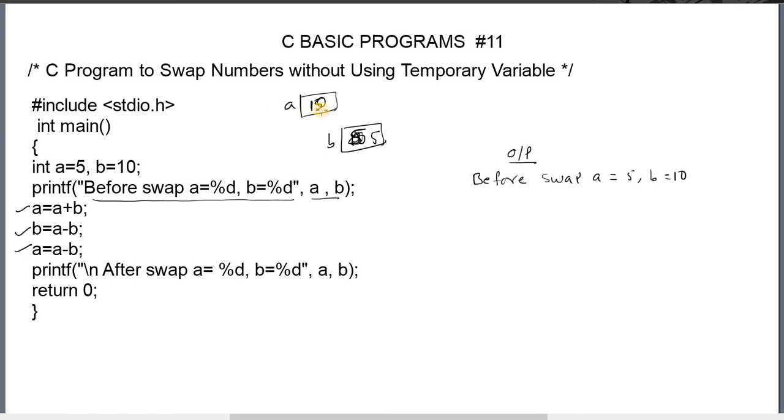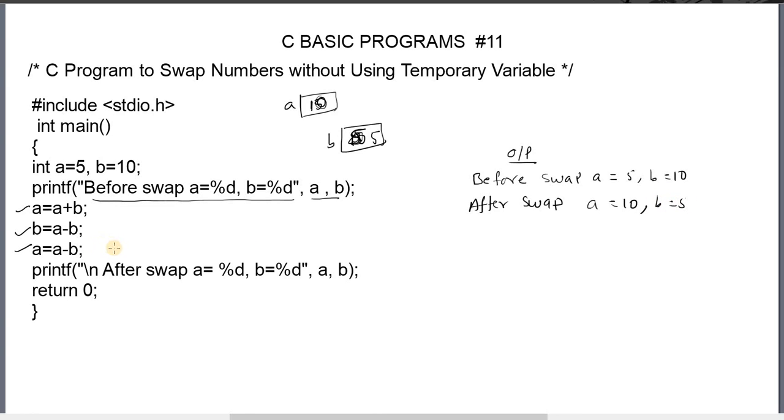Now in A, 10 is there. In B, 5 is there. After the swap, here we will get this message, "After swap". A is equal to 10 now. Here A is equal to 10 and B is equal to 5.